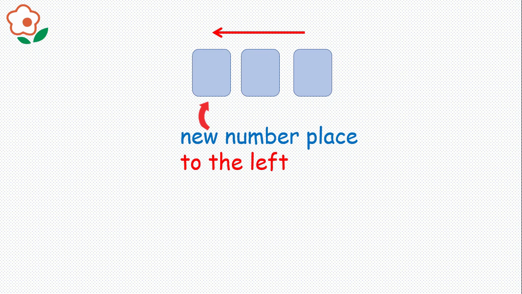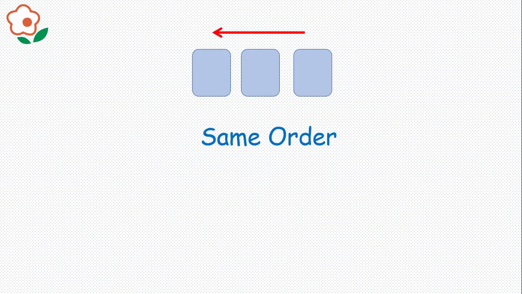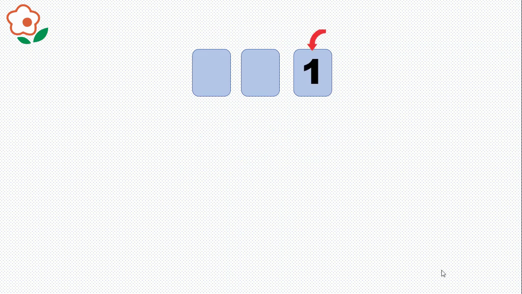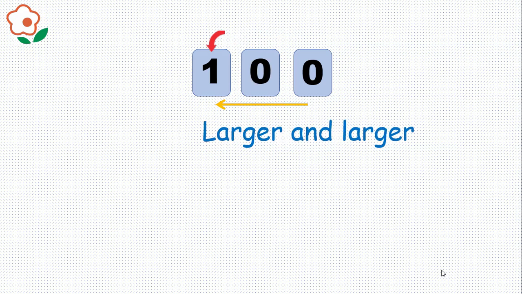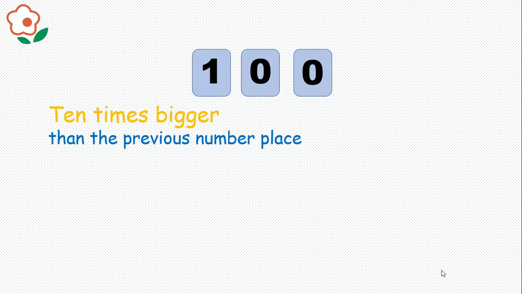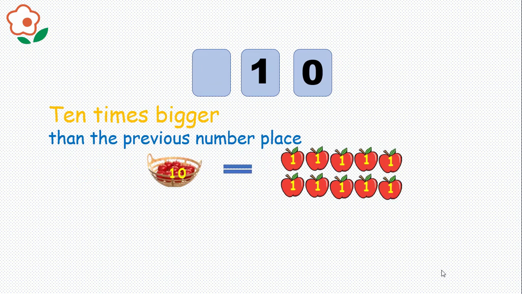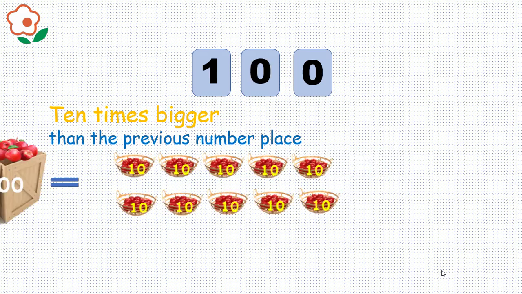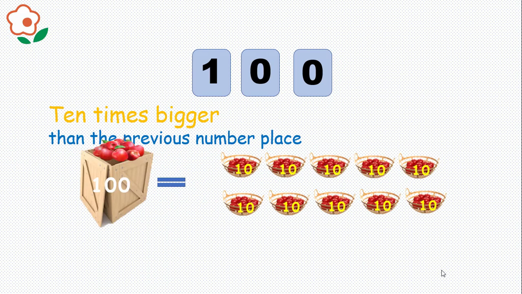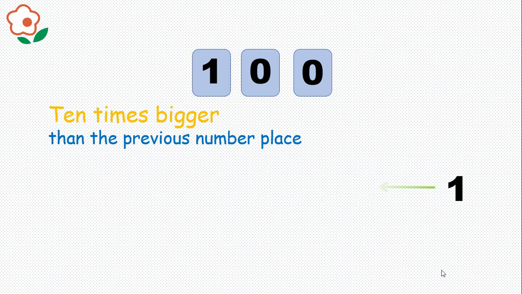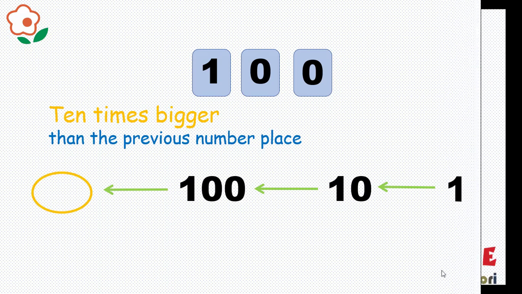That's important because number places are always arranged in the exact same order. Starting with ones, as you move to the left, the number places represent larger amounts. And did you also notice that each new number place represents groups that are exactly 10 times bigger than the previous number place? 10 is 10 times bigger than 1 and 100 is 10 times bigger than 10. That's really important because it helps us to see the pattern for bigger number places.